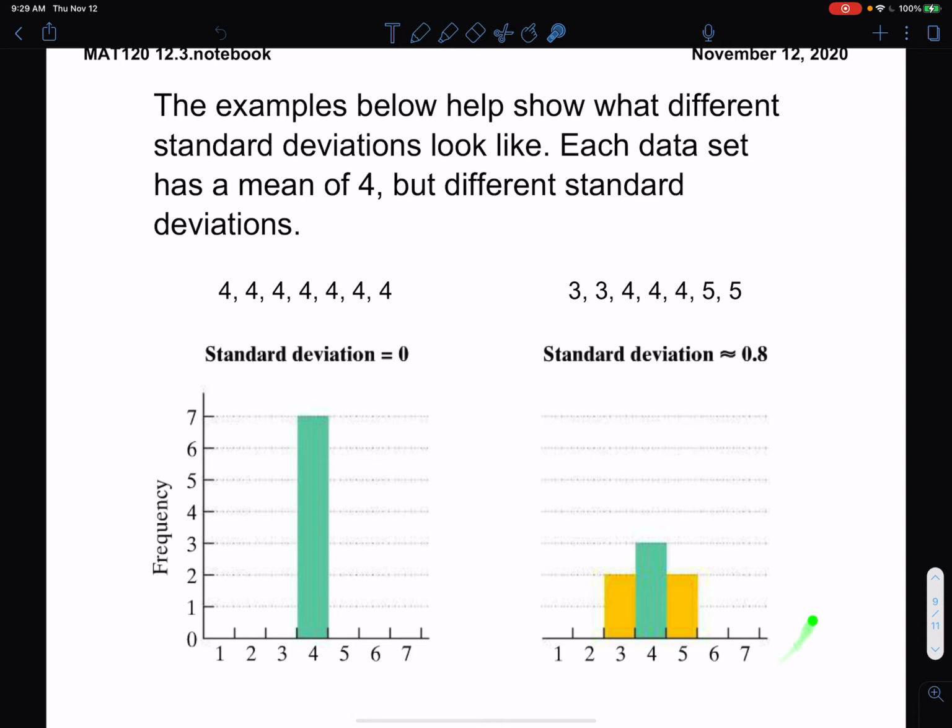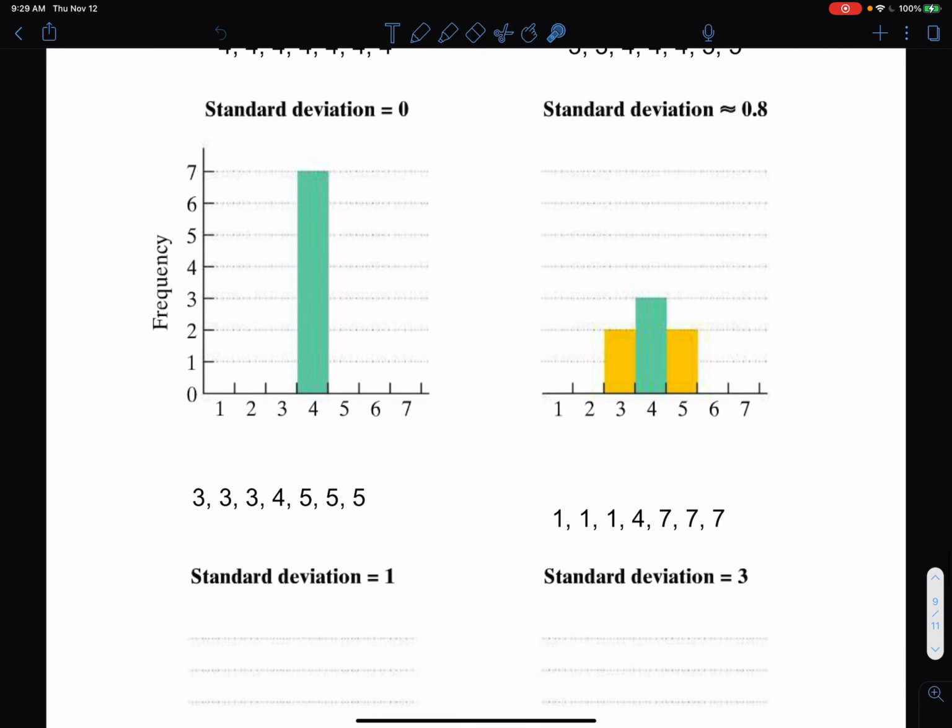If we look at this next one on the right-hand side, we can see that we have 2 3s, 3 4s, and then 2 5s. So if we look at that histogram that still shows our frequency, we can see that the data is a little bit more spread out, right? It's still really close around that 4, but there's some 3s and some 5s. So that standard deviation there is 0.8. That's telling us that our data items are usually less than 1 away from that 4.